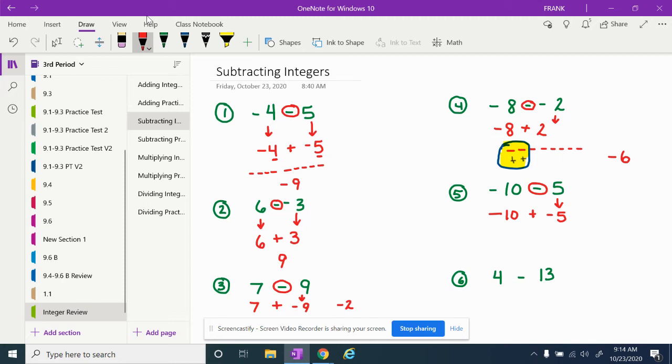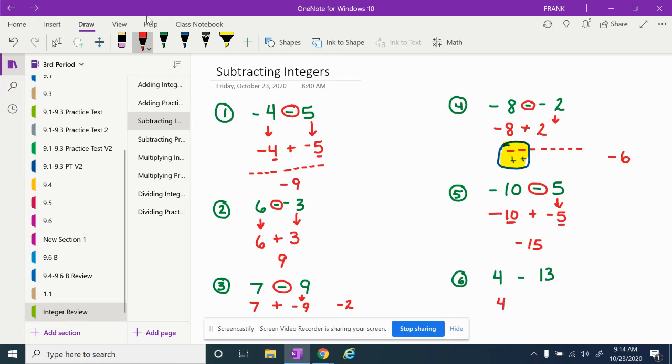So instead of -10 minus 5, I have -10 plus -5. Well, notice they are all negatives. I have 10 negatives, and I'm going to add to it another 5 negatives. So your answer is -15. The signs are the same, so I'm going to add these two numbers together, and I'm going to keep the sign. Last one. I've got a positive minus a positive.